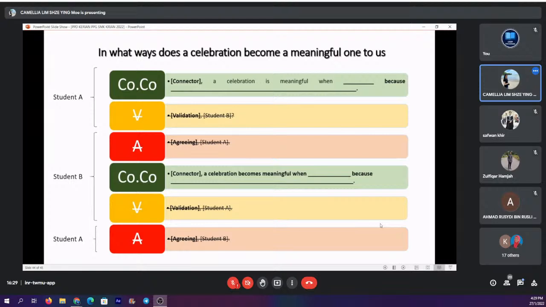to the interlocutor, right? So they could start again with a connector. In my opinion, or it's my view that a celebration is meaningful when, and they give a reason, because the conjunction because is a really important conjunction that you need to know, right? Because, and then they provide a reason for the answer. So this more or less follows the pack that we learned for part 1, doesn't it? All right. Okay, teachers, I believe that we're done.